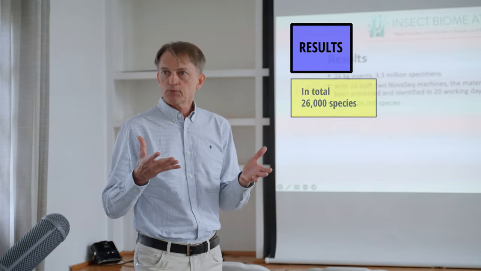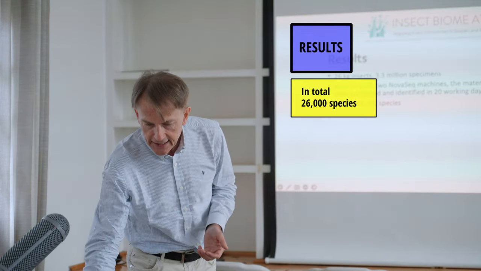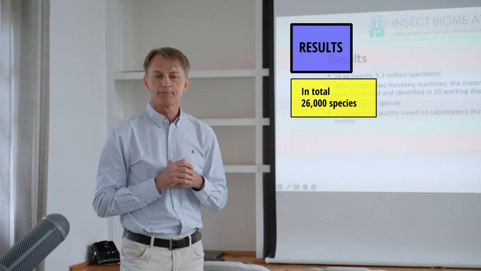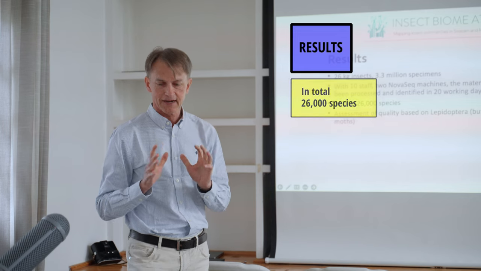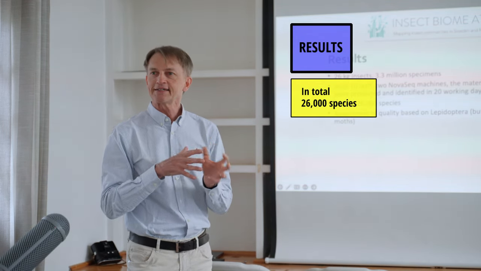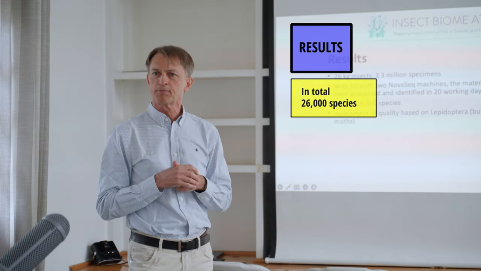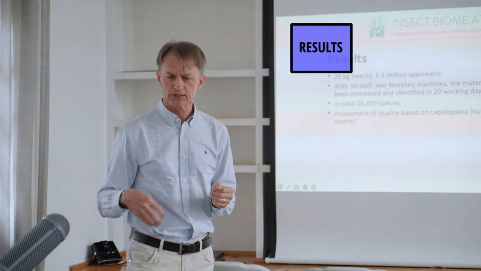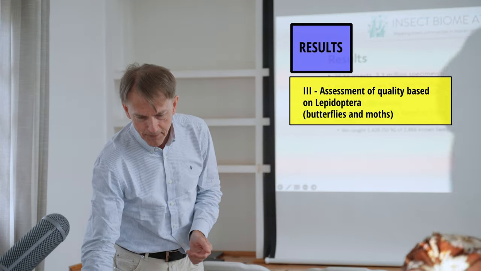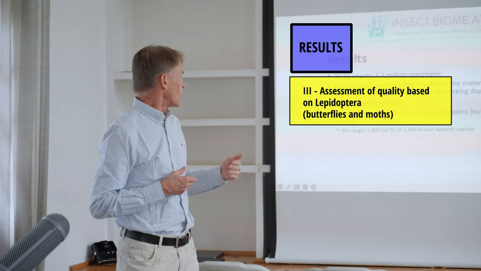In total, in Sweden, we found 26,000 species in our samples. We're still in the process of analyzing data, so these are preliminary numbers. If we want to assess the quality, we can use Lepidoptera. The Lepidoptera fauna is really well known in Sweden. We don't expect to see any new species, and we'll see what the data looks like.